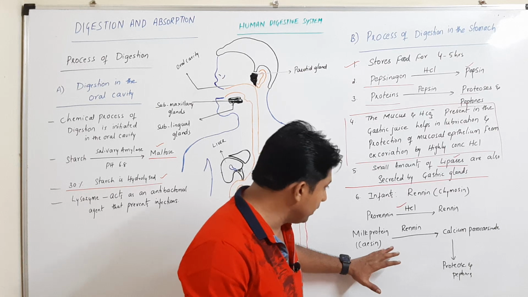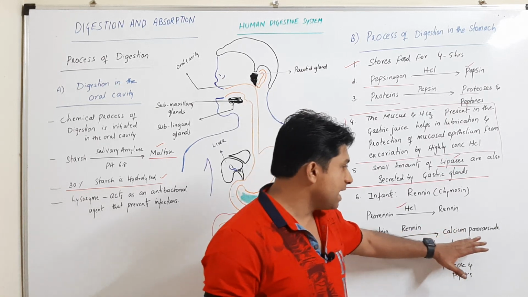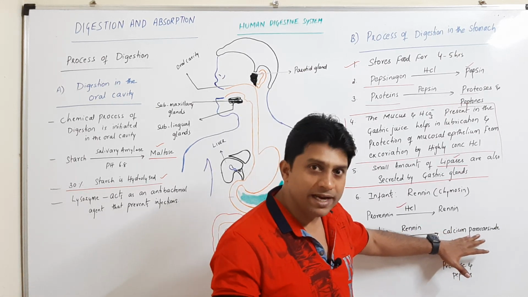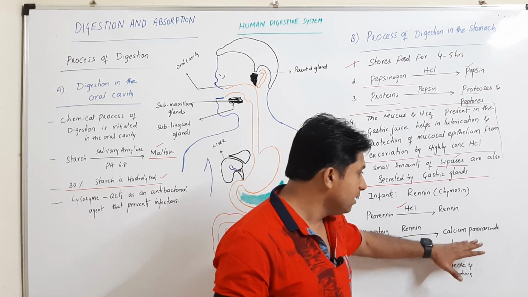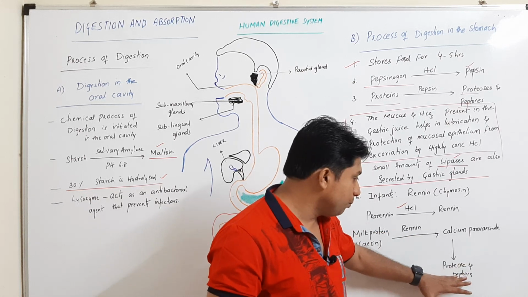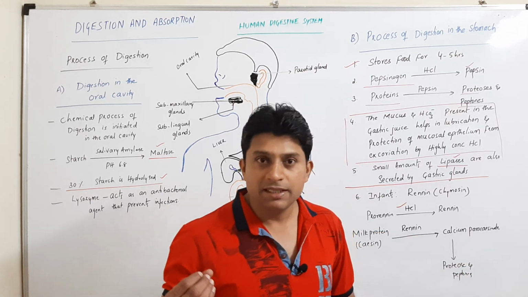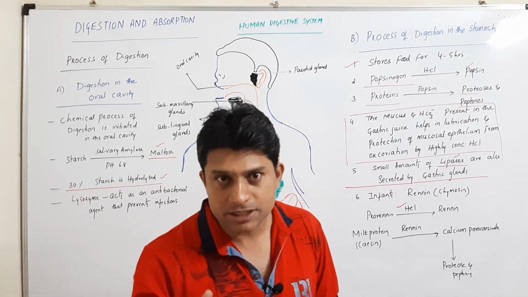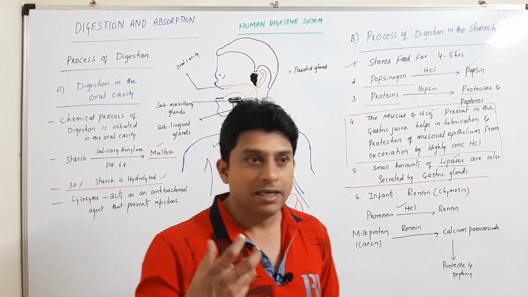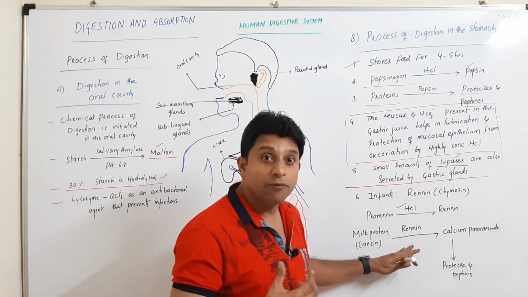It converts the milk protein casein into calcium paracaseinate, which we call the curdling of milk, and then finally it is converted into proteases and peptones. In the initial few days after birth, this particular enzyme renin works more.